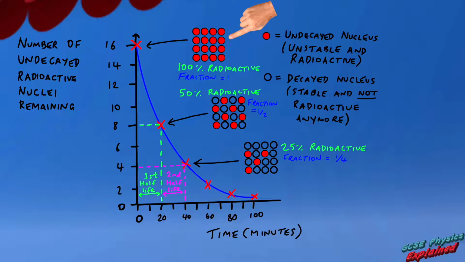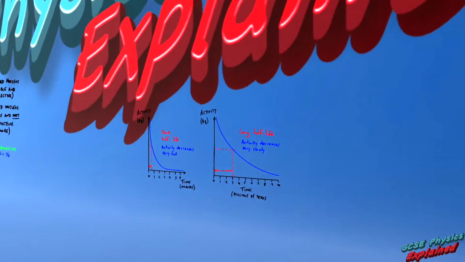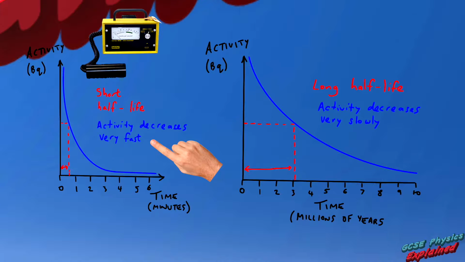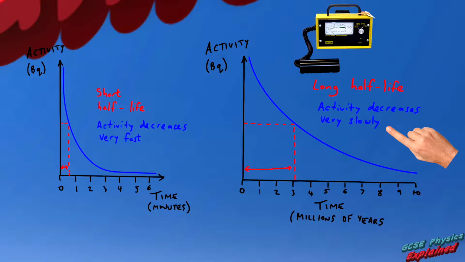Do you notice how the number of undecayed radioactive nuclei remaining falls by half after 20 minutes? That shows us that the half-life is 20 minutes. It falls by half again after another 20 minutes to leave only a quarter of undecayed nuclei remaining. Some radioactive isotopes are very reactive, and so the half-life is short. The activity drops very quickly, as the graph on the left shows. Some radioactive isotopes are not very reactive and have a long half-life. Their activity drops very slowly, as the graph on the right shows.